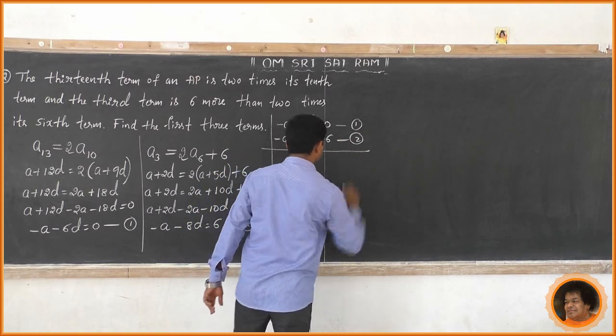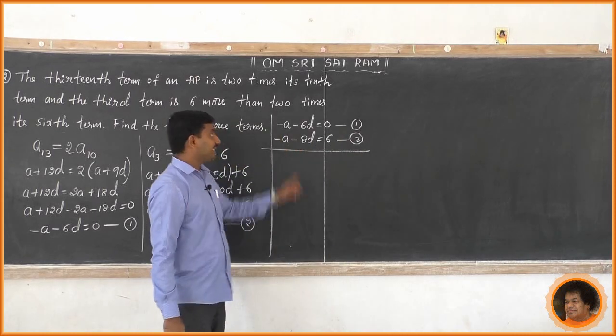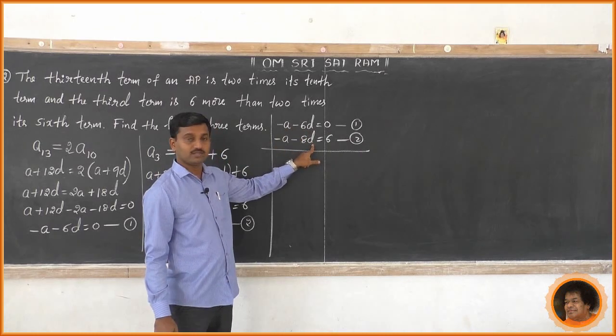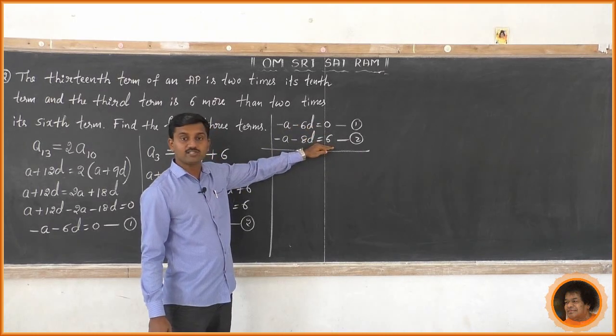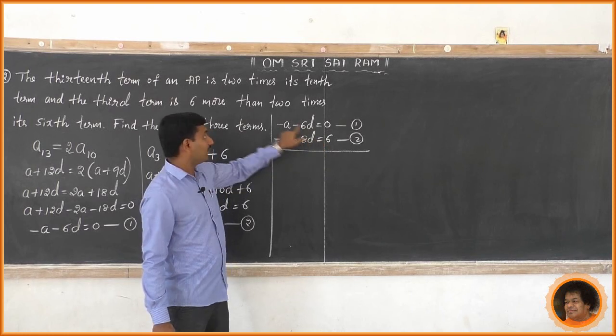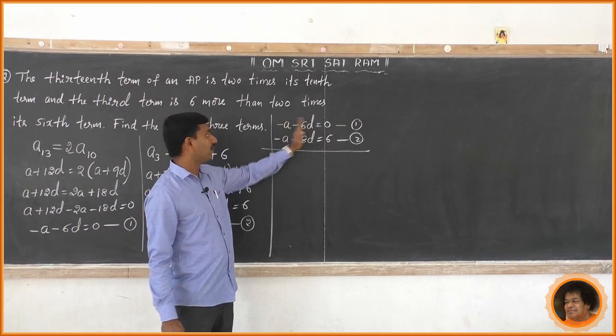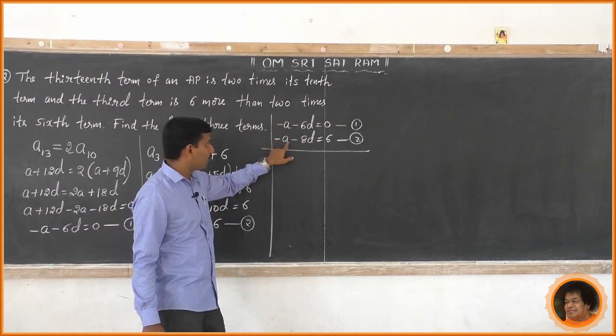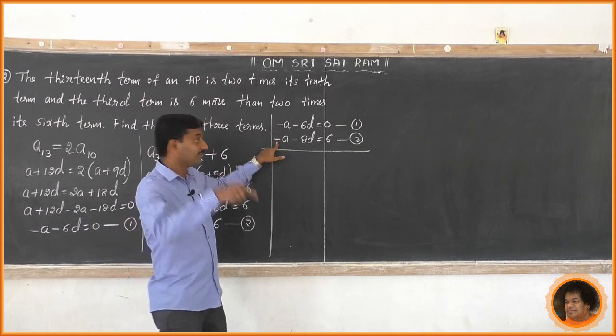So these are linear equations, a pair of linear equations in two variables. Now how to solve the pair of linear equations in two variables? By elimination method. Now eliminate any one of the variables, either A or D. So here the coefficient of A is minus 1. Here also the coefficient of A is minus 1. Now eliminate the variable A.